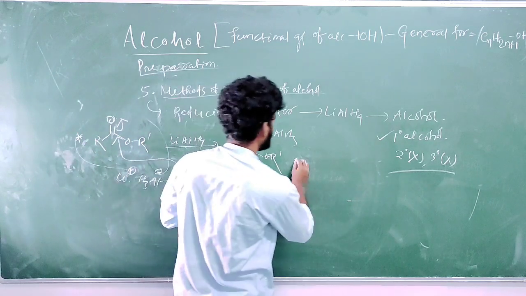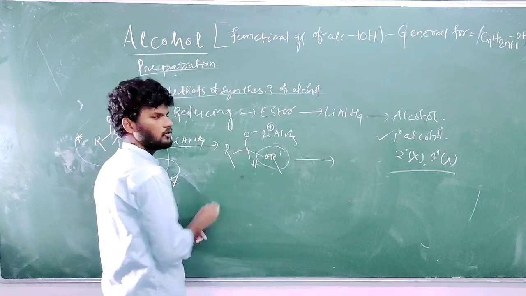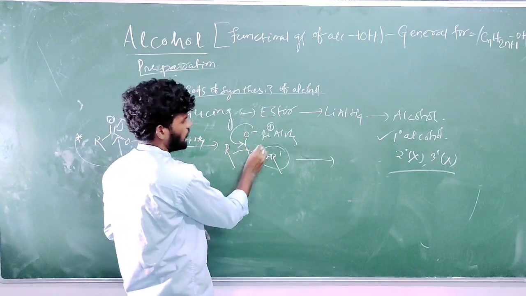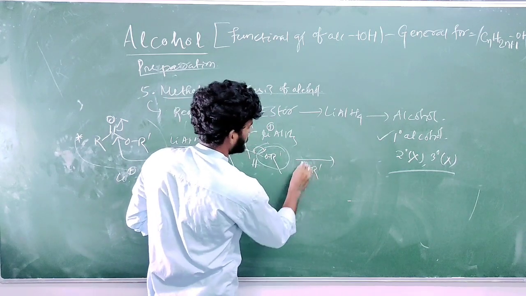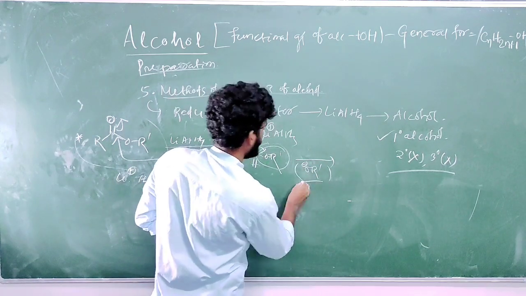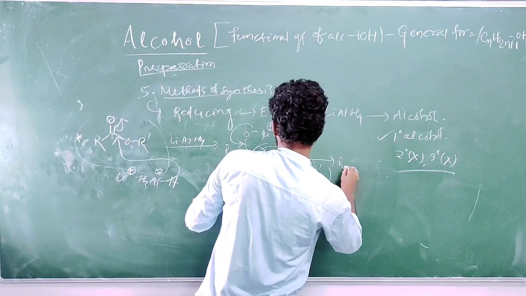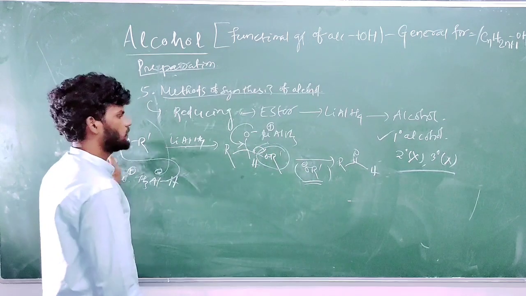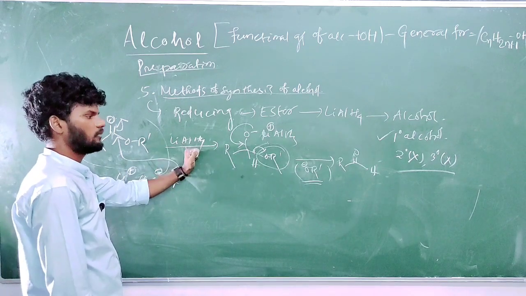In the next step, the negative charge comes over to this bond, and OR dash is a better leaving group. OR dash leaves as a leaving group. Elimination of the leaving group. So in the next step, what will form? R carbonyl H.